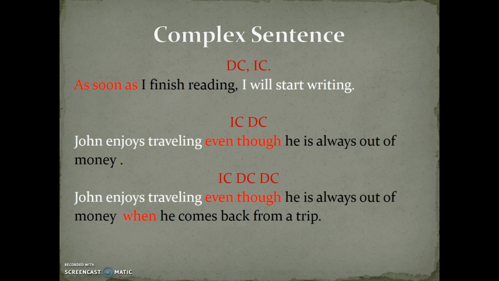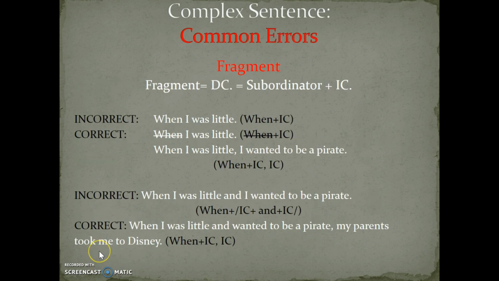Remember compound sentences where for means the same as because, but grammatically I said they're different. You put a comma before for, but you do not put a comma before because, because is a subordinator. So every time you have a subordinator in the middle of the sentence, there's no comma. John enjoys traveling, even though he is always out of money when he comes back from a trip. Here you have one independent clause and two dependent clauses with no punctuation.